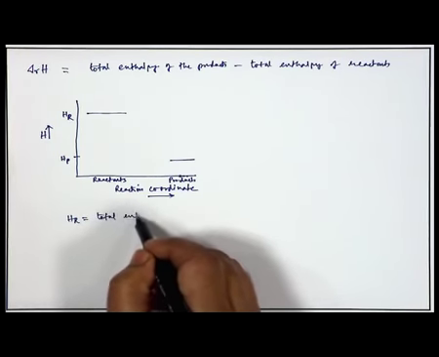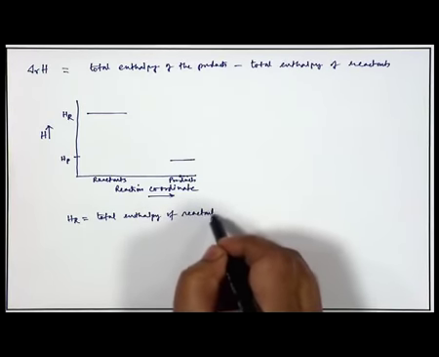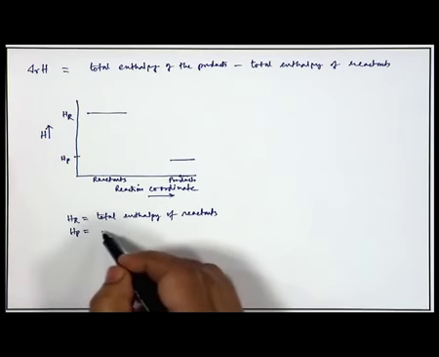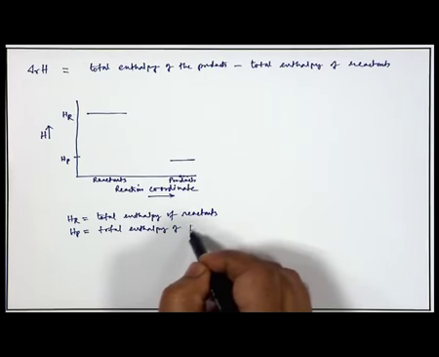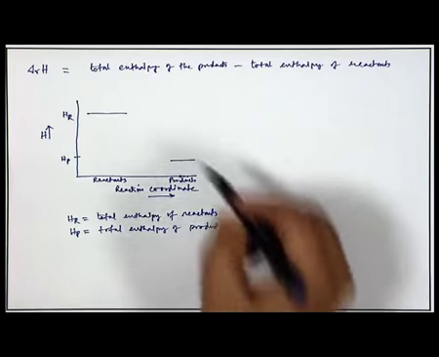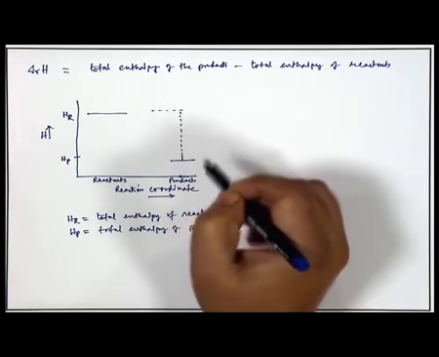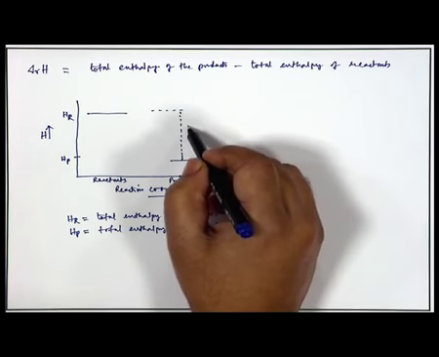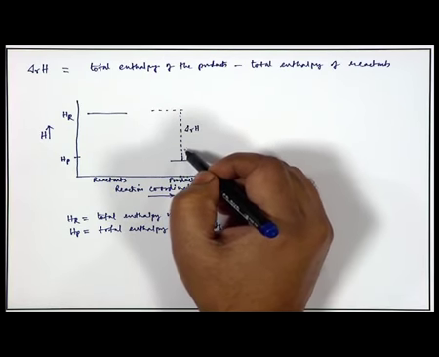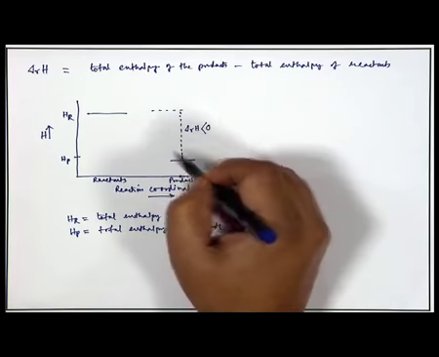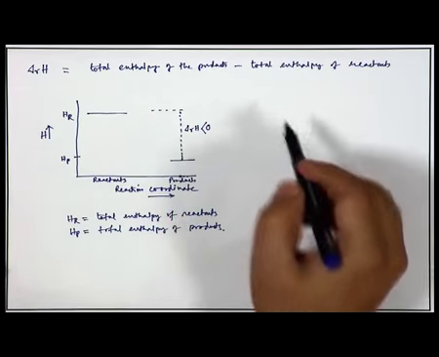So, in this case we are writing H_R as the total enthalpy of reactants and H_P as the total enthalpy of products. Then the enthalpy of reaction, delta_R H, is given by this difference, products minus reactants, which is a negative value. So, this is an exothermic reaction.